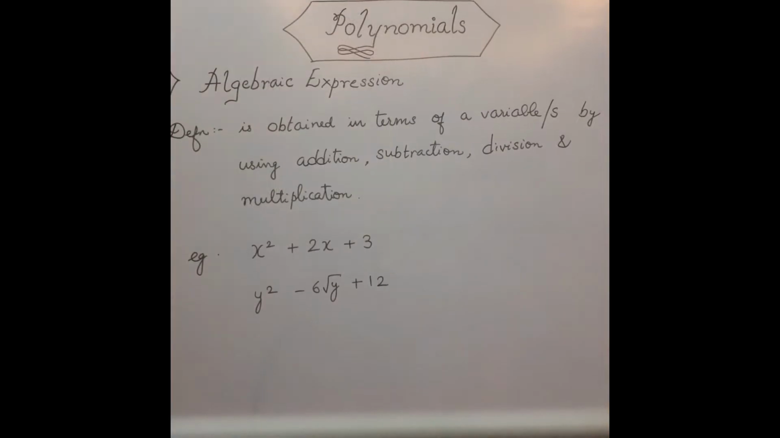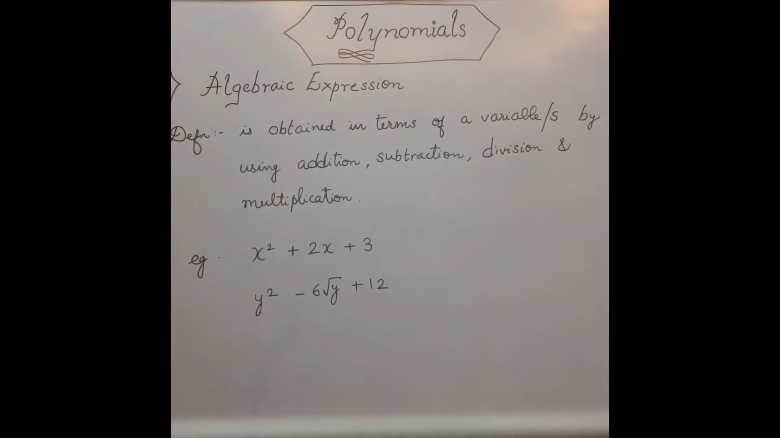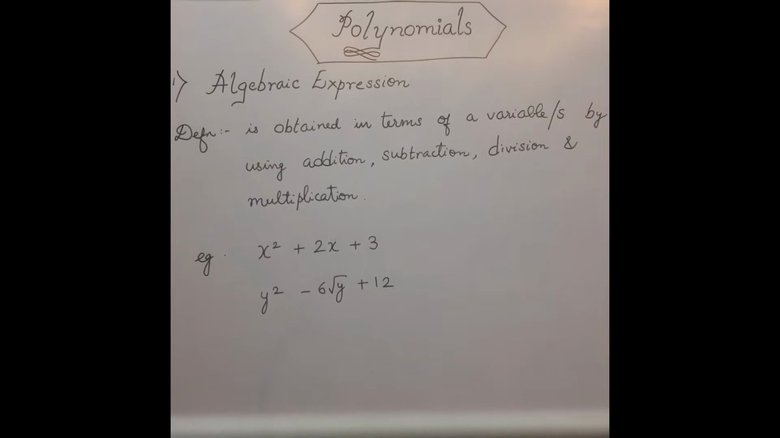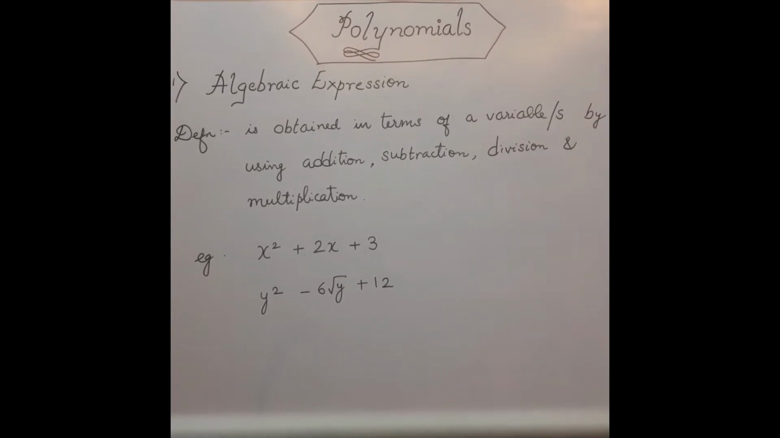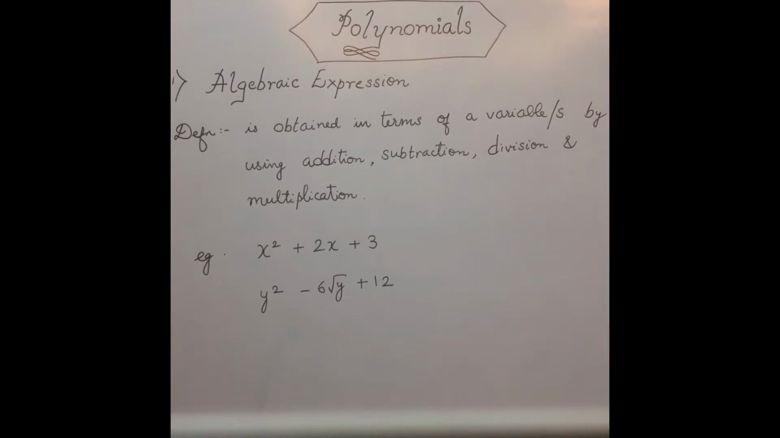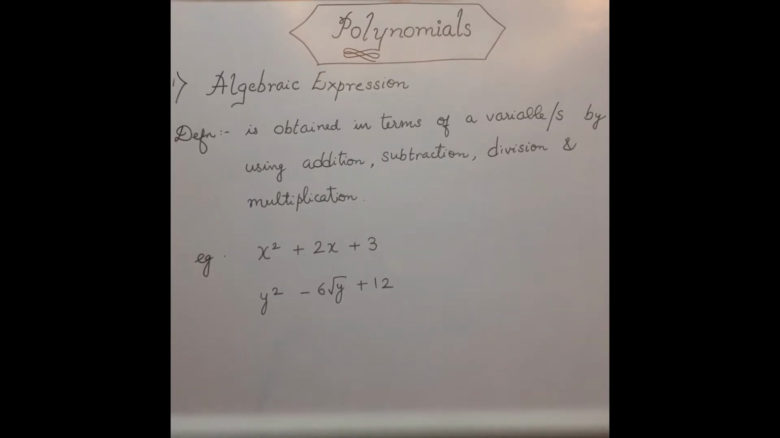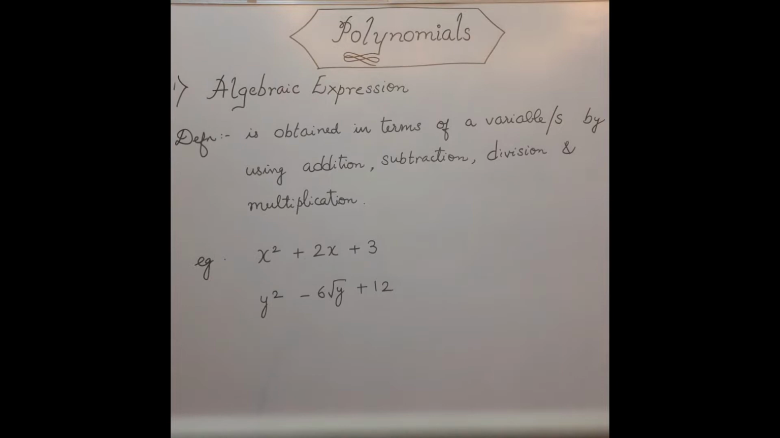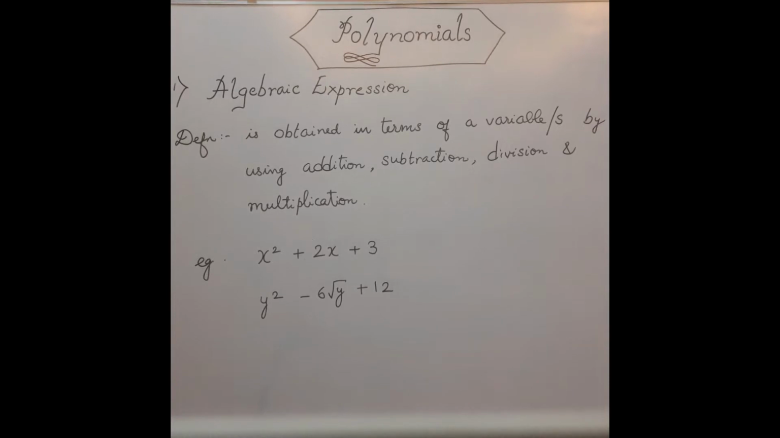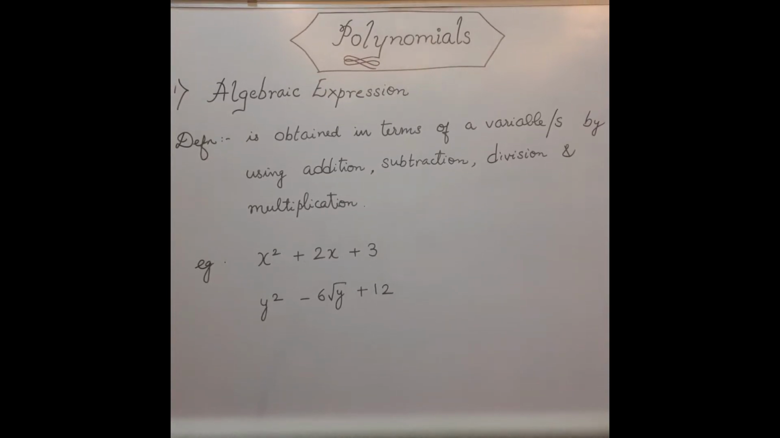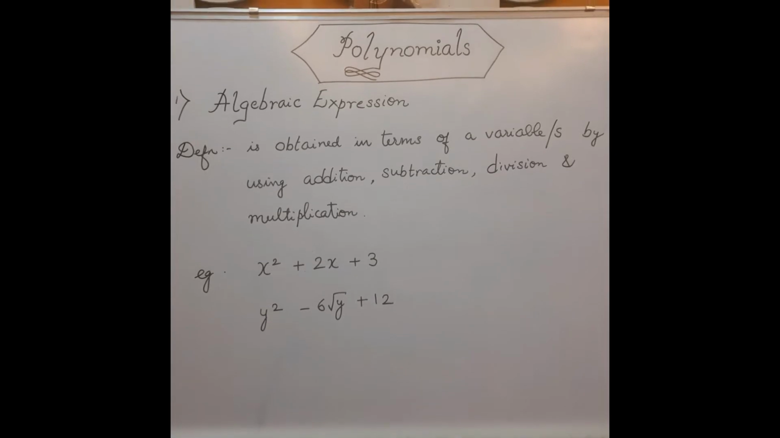Before we start with polynomials, let us revise some basic terms. So as I told you, first term is algebraic expression. So what is an algebraic expression? It is defined as an expression that is obtained in terms of a variable or variables by using addition, subtraction, division and multiplication. So basically it contains one or more variables which are related to each other by addition, subtraction, division and multiplication. Let us see a few examples.